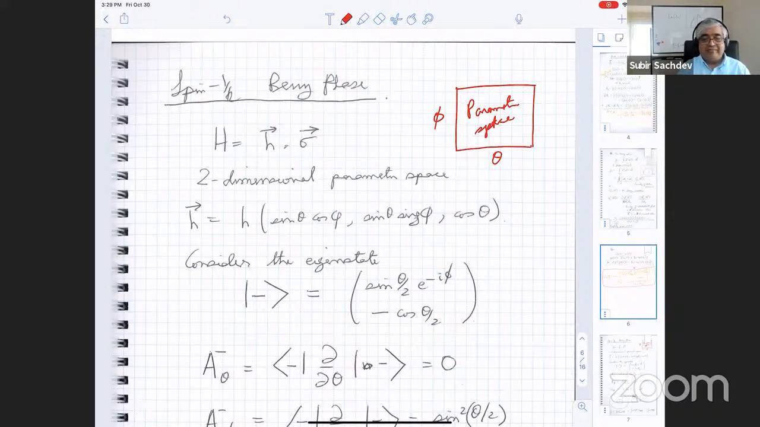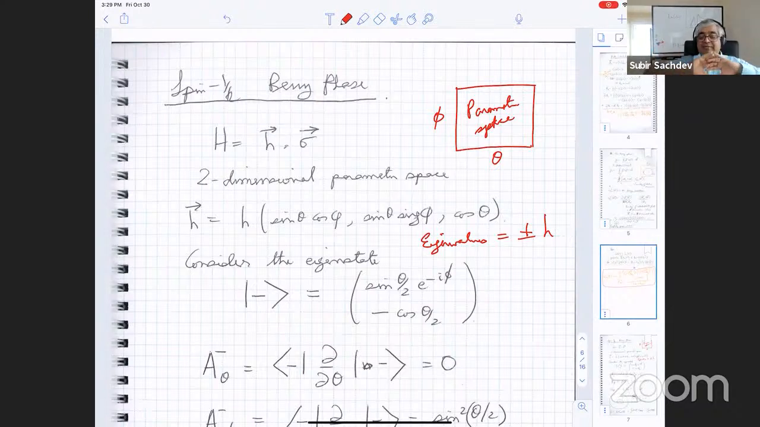And I know the eigenvalues. The eigenvalues are actually independent of theta and phi. That's even simpler. There are two states, and the eigenvalues are just equal to plus or minus h. They're independent of theta and phi. So as I rotate the field, I just get two levels separated by a fixed gap, so they never touch or cross each other.